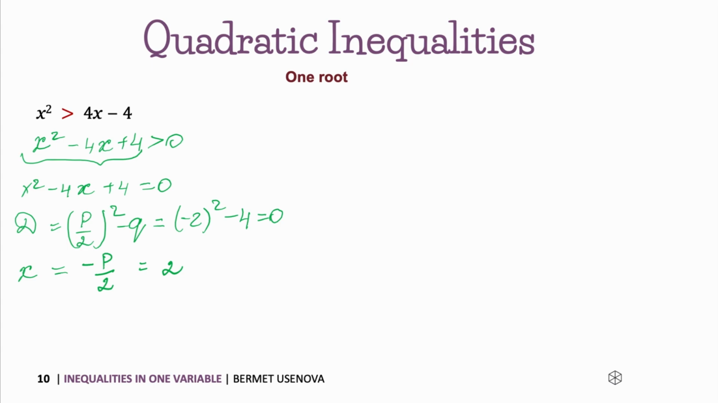Next, we'll look at the coefficient of our quadratic term here. The coefficient of x squared is 1, which is positive, and hence for all x values we will always end up with something positive. But since we have one root, we can't include this point in our solution set. Thus, our solution set will include all real numbers except 2.